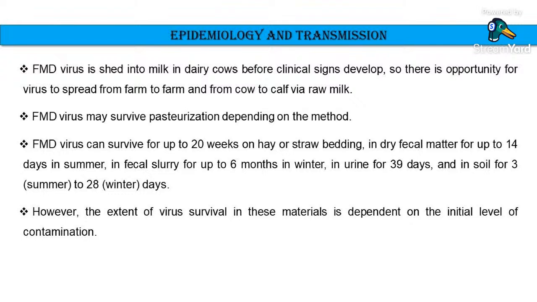The FMD virus survives on many things for many weeks. On hay and straw bedding, it can survive for 20 weeks. In dry fecal matter, it can survive for 40 days; in winter, it can survive for 6 months. In fecal slurry and urine, it can survive for 39 days. In soil, in the summer season, it can survive for 3 days, and in winter, in the soil, it can survive for 28 days. But it depends on the initial level of contamination. So these are the time periods in which the virus remains viable on different things.